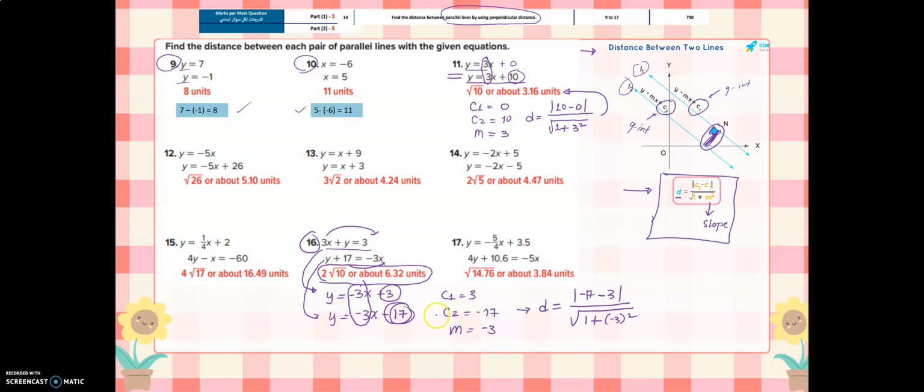Okay, so the rest of the examples follow this formula. This is the easiest way I could teach you this to save time. All right, so I wanted you to try number 12, 13, 14, and 15, and 17 for your practice.